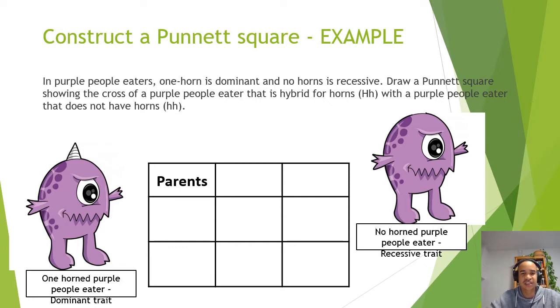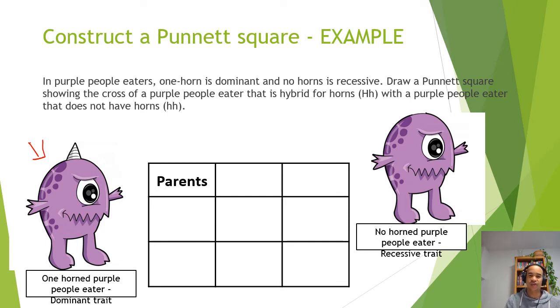So the question is asking us to use purple people eaters, these creatures that you see on the screen. It tells us that one horn is dominant, so having one horn, like the creature on the left, and having no horns is recessive. Okay, so it says draw a Punnett square showing the cross of a purple people eater that is hybrid for horns with a purple people eater that does not have horns.